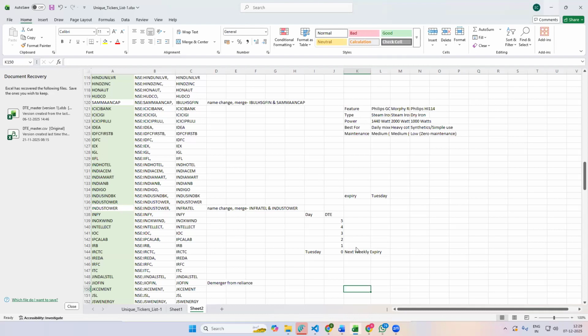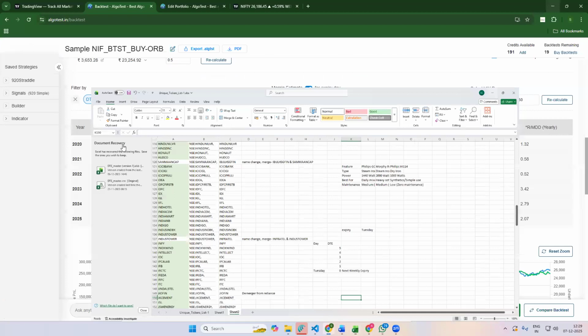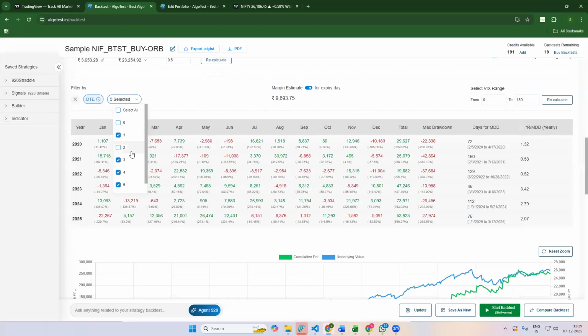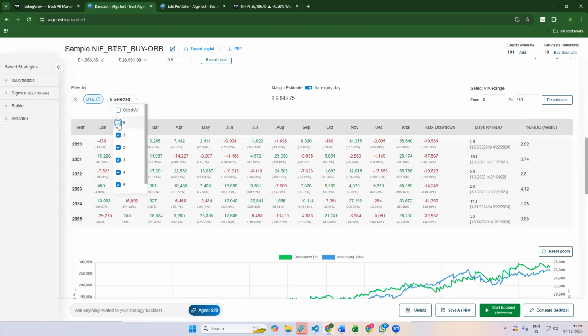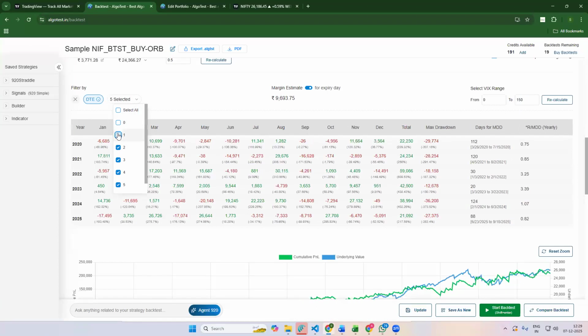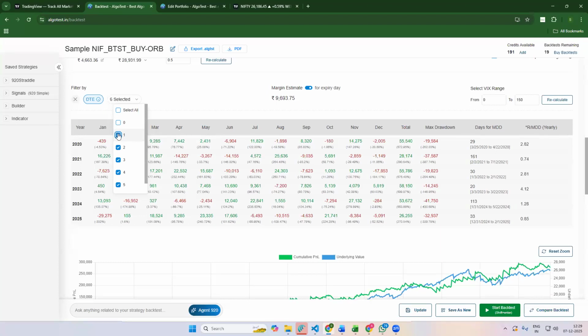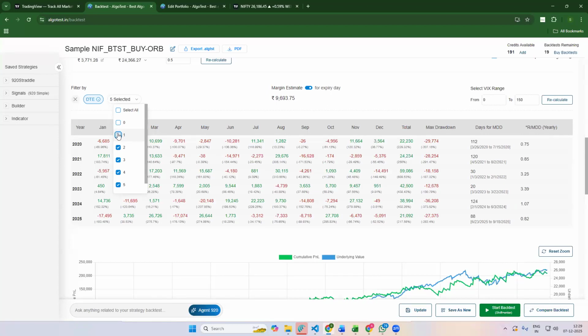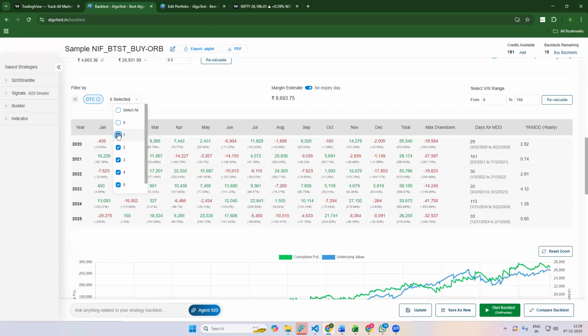Okay, so coming back to the strategy. So this is the strategy. Now I will be just selecting all these DTEs, and you let me know which DTE we should run this strategy on. Should we run or should we not run on day 1? Day 1 we should not run. Day 2 expiry 1 we have to. Yes, we have to, because it is a good day, right?